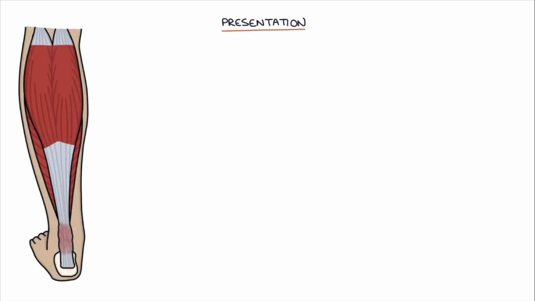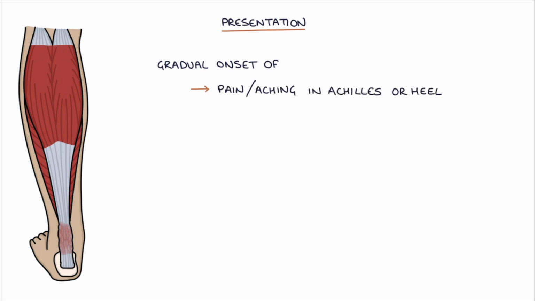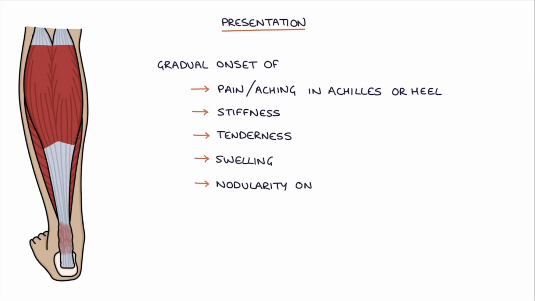Let's talk about the presentation. The typical presentation is with a gradual onset of pain or aching in the Achilles tendon or the heel of the foot, particularly with activity. There may also be stiffness, tenderness, swelling, and nodularity of the tendon on palpation.